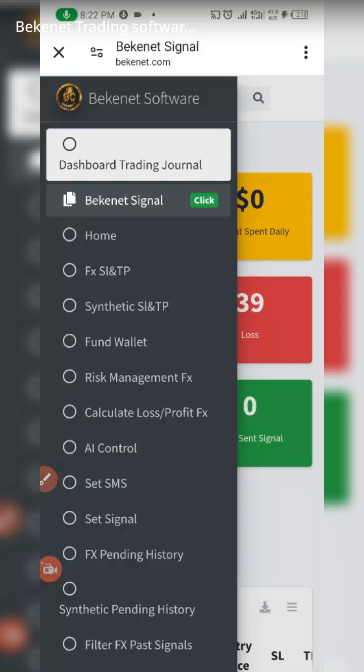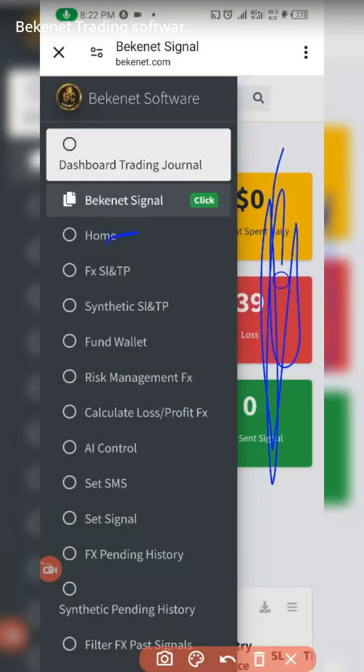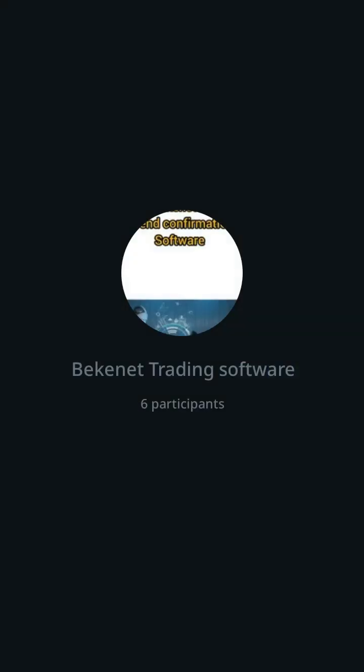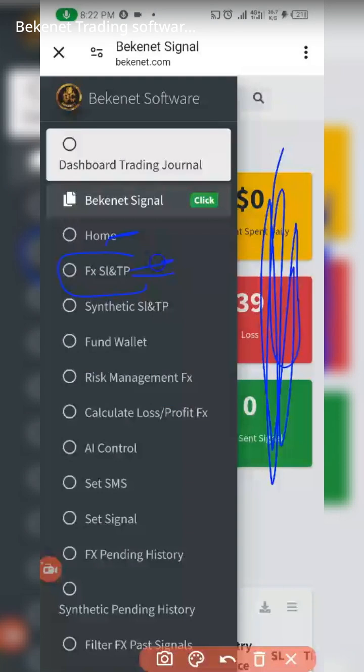Number 1, you're seeing here is the home. This home simply represents this dashboard that you're seeing. Number 2 is FS. This is where you get your stop loss and take profit. Let's say, for instance, you've gotten a notification. This is where you get your stop loss and take profit. This is for synthetic. This is where you get your stop loss and take profit. This is where you fund your wallet. This is where you use risk management. It's only for forex. This is where you control your AI when you turn it on and off.